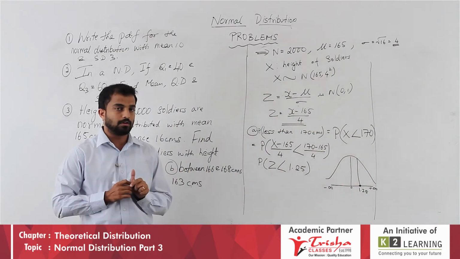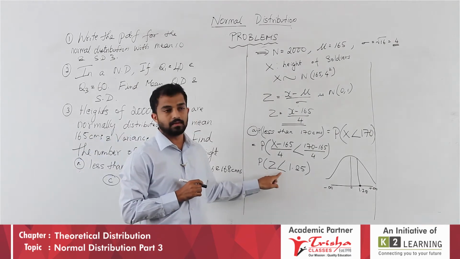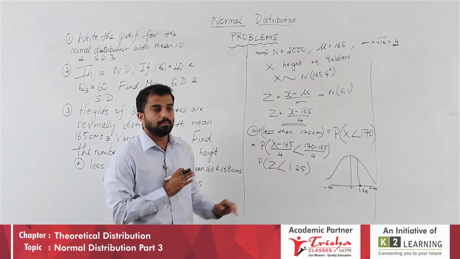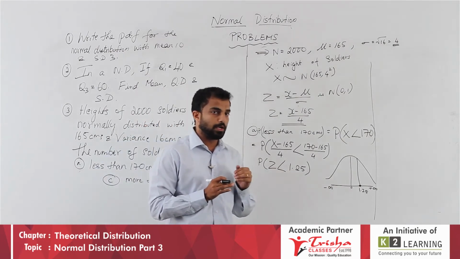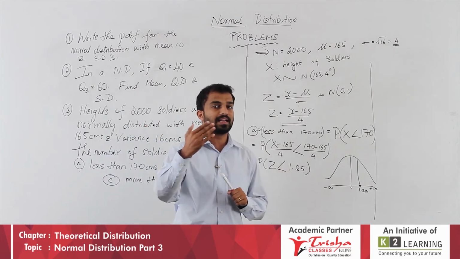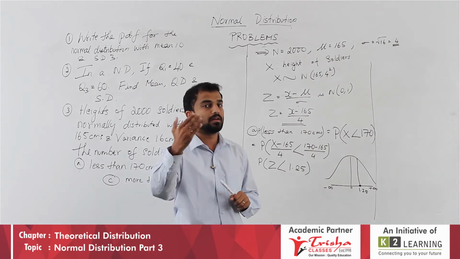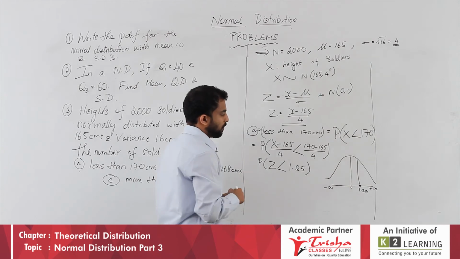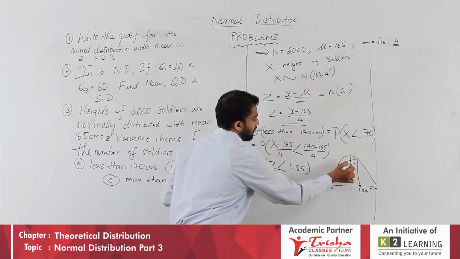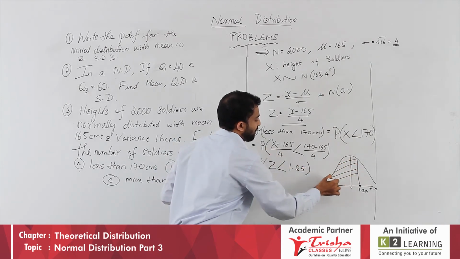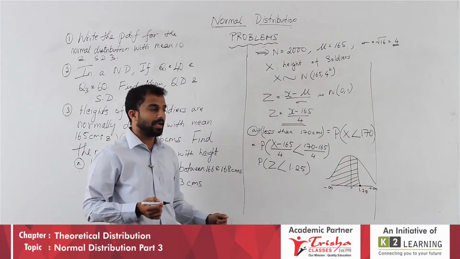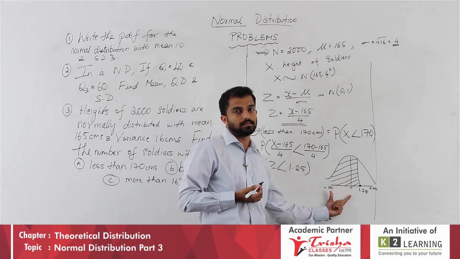Now, come back to the question and see what they have given. They have clearly mentioned less than 1.25. Remember, I have told you previously also, if it's greater than, then it is on the right side, less than is on the left side. So, we need to shade the entire left sided area and we need to find this part as the answer.